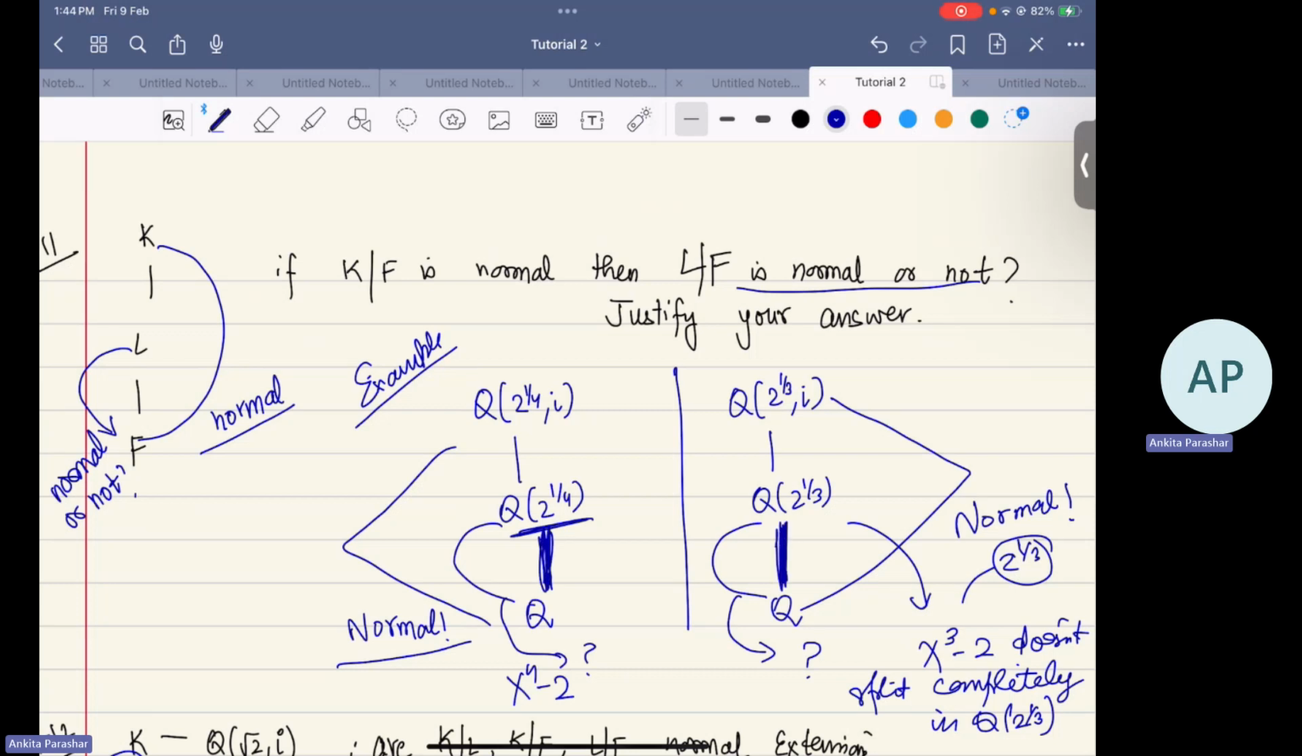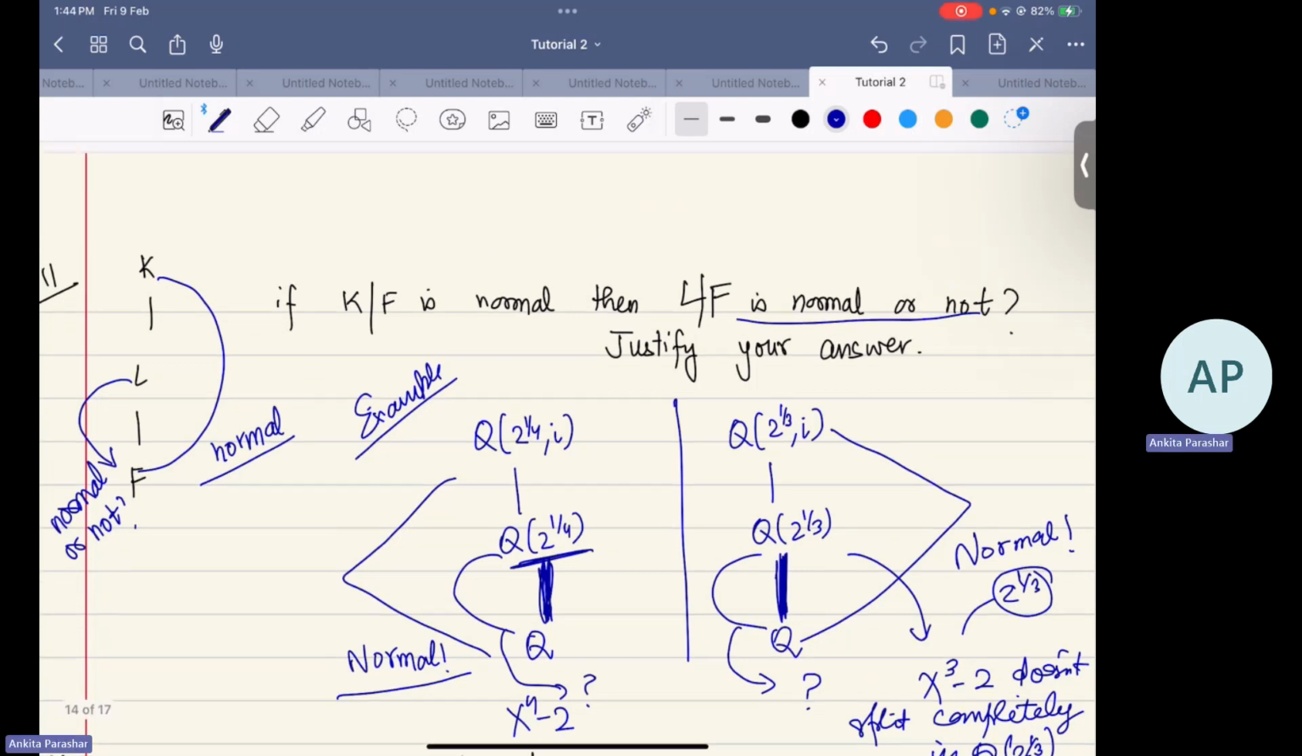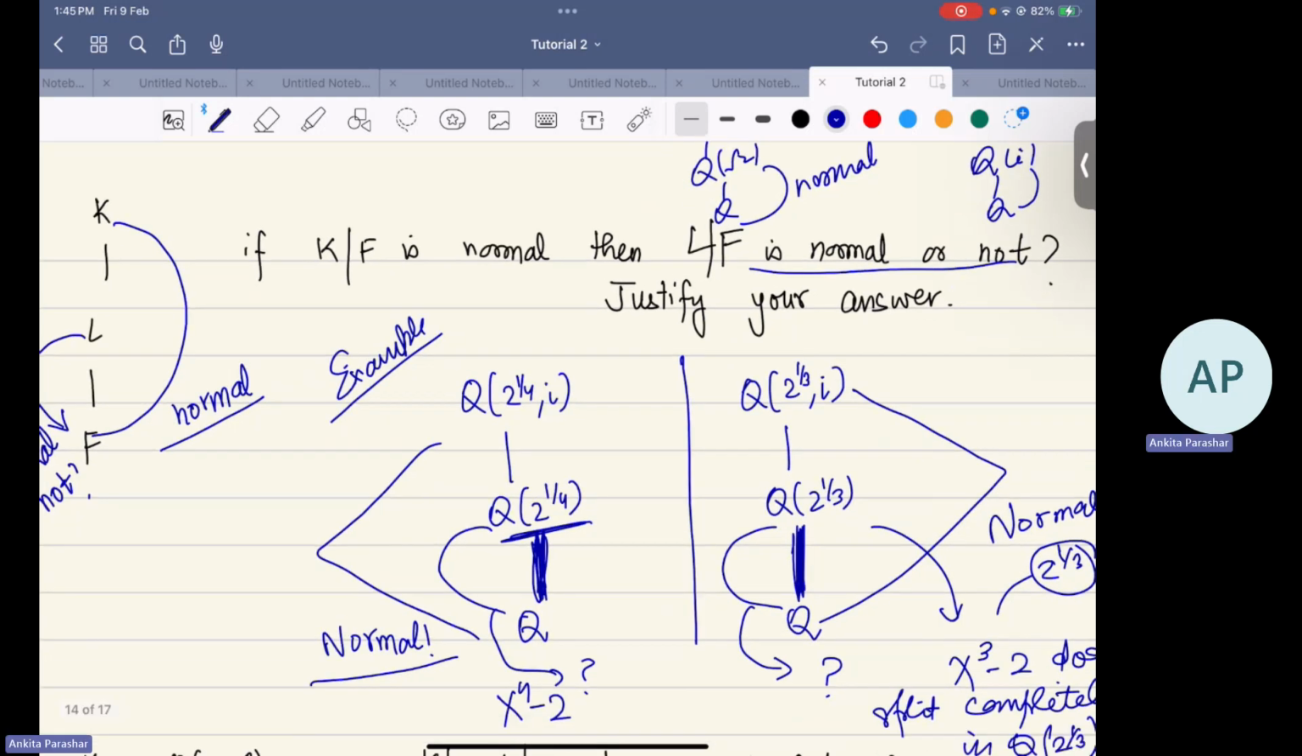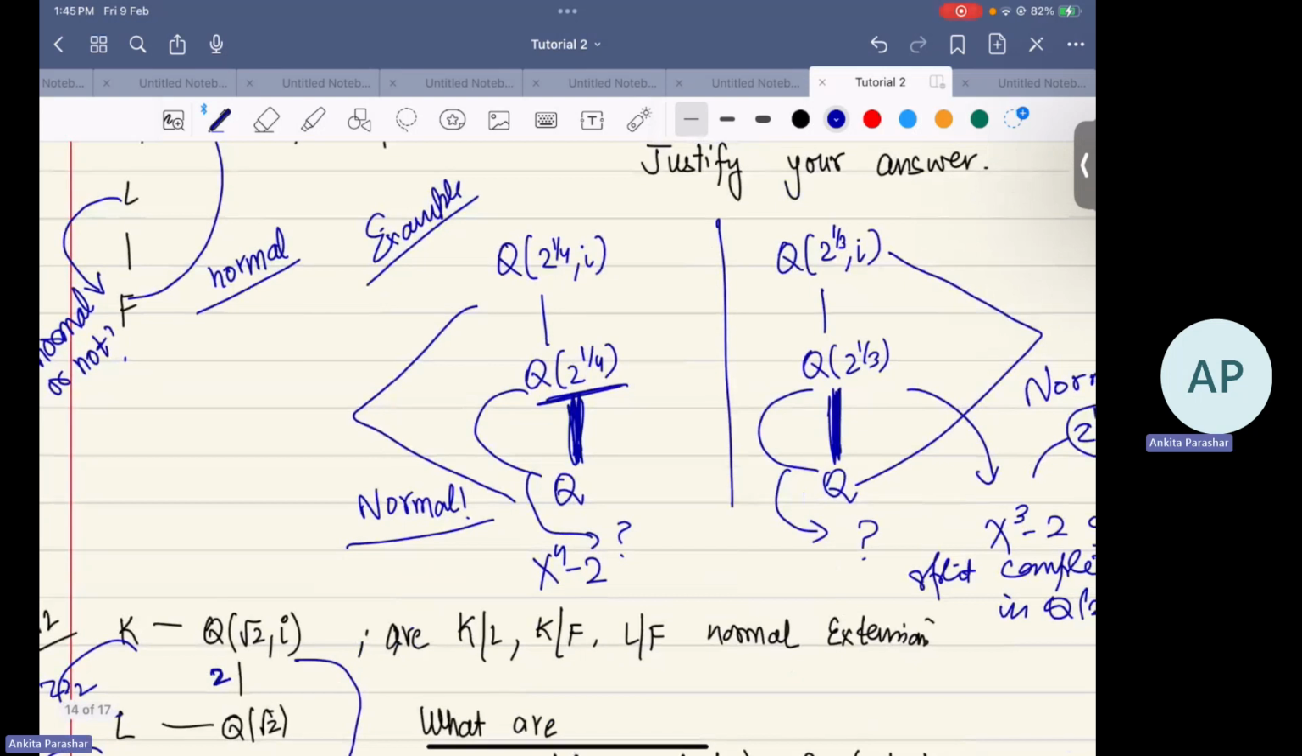If your big one is normal, your lower one may not be normal. If I give you several other examples like Q(root 2, root 3) over Q(root 2) over Q, in this case this is normal. If you look at Q(root 2, i), again it's normal. But still we have examples where it is not normal. So it depends. In general, it's not a normal extension.